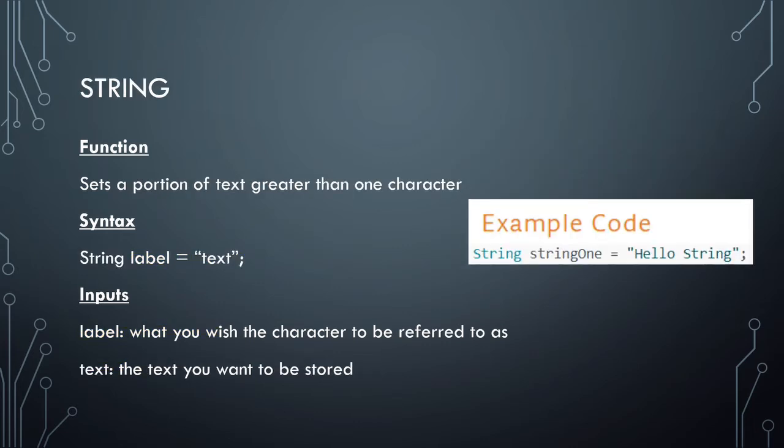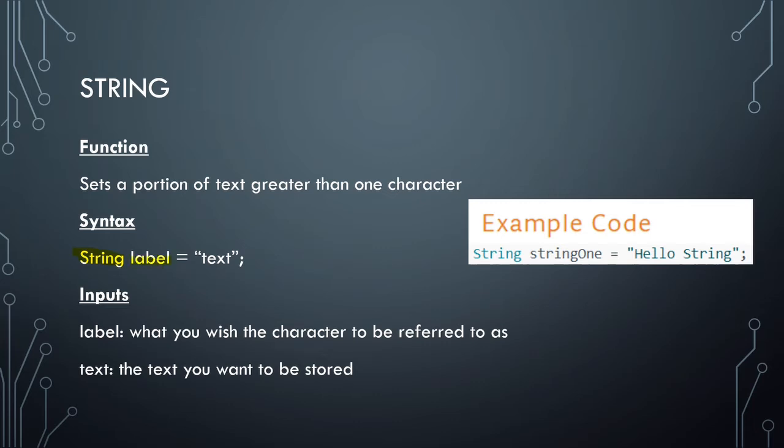So what do we do if we need to declare something that's not a number and it's more than a single character? This could be a word, or this could be several words put together. We could declare that with what's called a string. The function of this, again, is just to set any portion of text that's greater than a single character. And so the way we write that is by using the command string. Like I said, you'll notice C is a little bit easier to use and remember the commands for. So we just use string to declare that we're declaring a string.